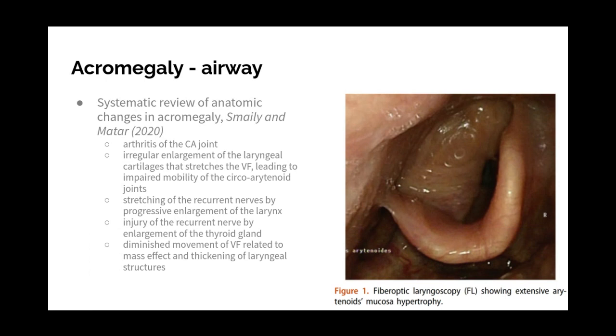So you have arthritis of the cricoarytenoid joint, you have irregularities in the vocal folds leading to impaired mobility of the cricoarytenoid joints. Because of stretching within the larynx, you can have stretching of the recurrent laryngeal nerve leading to injury, and so on and so forth. So this can certainly be a challenge.